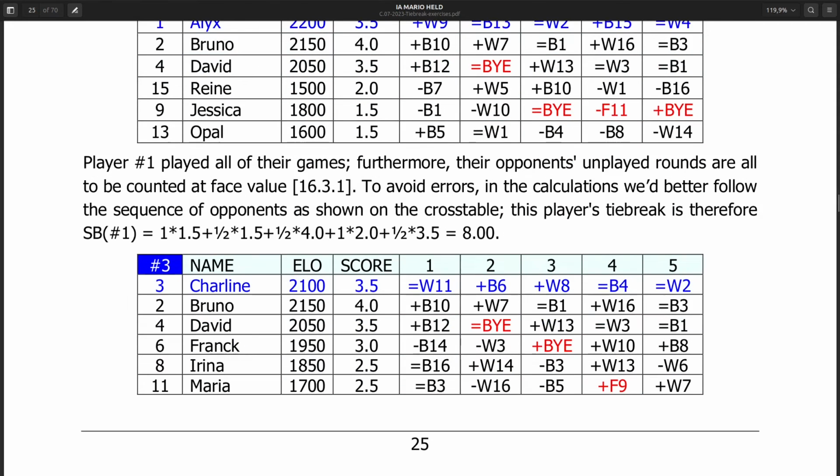Moving forward to Charlie. And again, draw against player number 11, 2.5, just half of these points because we draw. We won against player number 6, 3 points. We won against player number 8, 2.5. We draw, so just half of player number 4's points, that's 1.75. And draw against player number 2, so also half of these points, just 2. This sums up to 10.5.